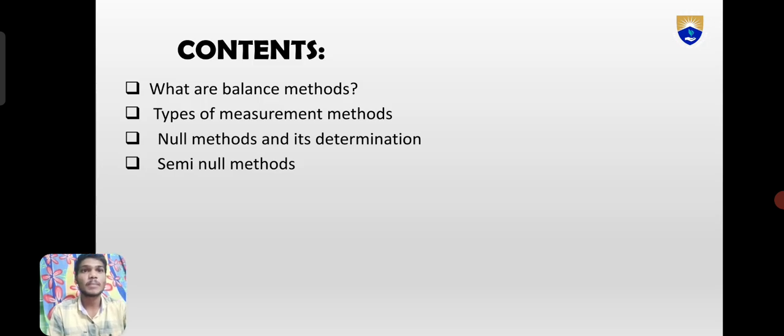Concepts. What are balance methods? Types of measurement methods, null methods and its determination, semi-null methods.